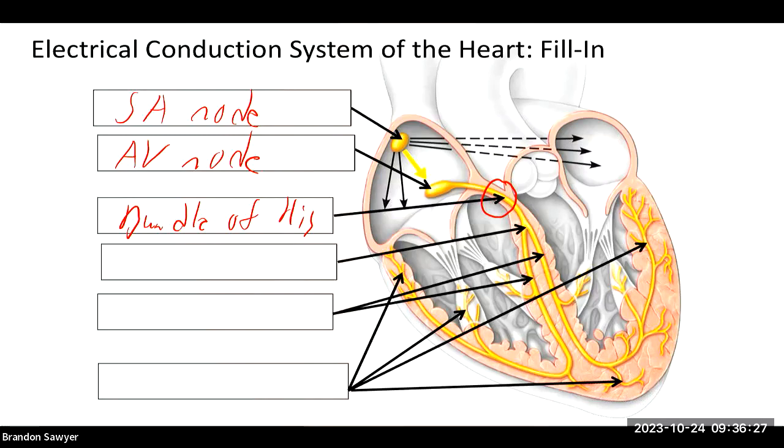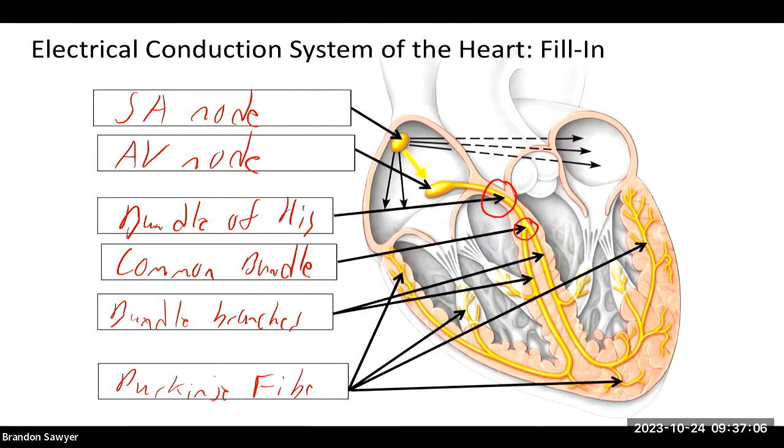And then down here, right next to that, before it splits into two, is which part? Yeah, the common bundle. And then it splits into two, right? So then we've got the branches. What do we call those branches? There we go, bundle branches. And then finally, the part that wraps around the heart that conducts much faster than any of the other parts. What do we call those? Yeah, there we go, Purkinje fibers. Okay, so we got that. Questions on any of those?